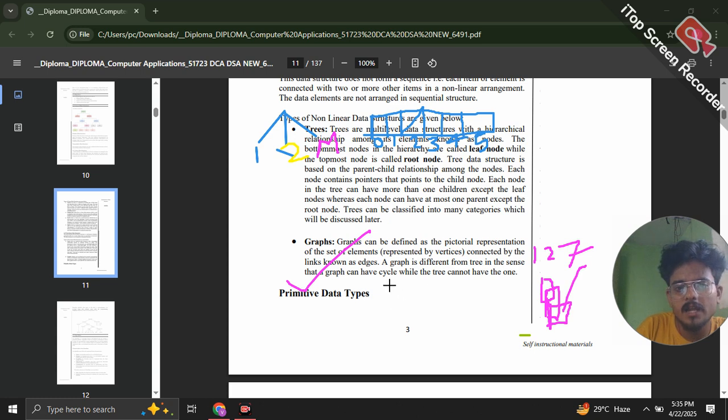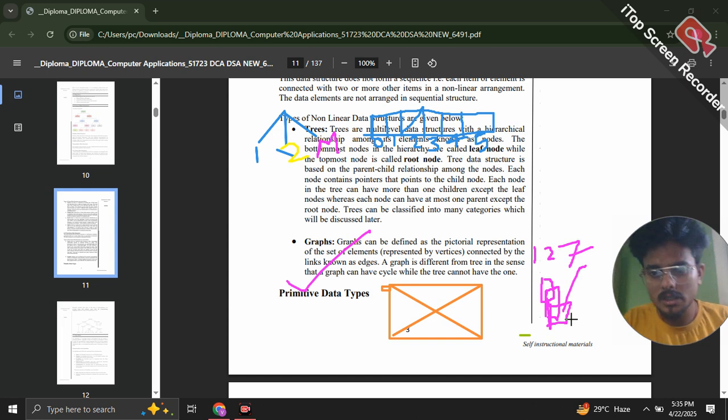You see a graph like that. This is your square. This is called your diagonal. For example, in this square, a graph differs in this sense, it can have a cycle. A tree can't have cycles.